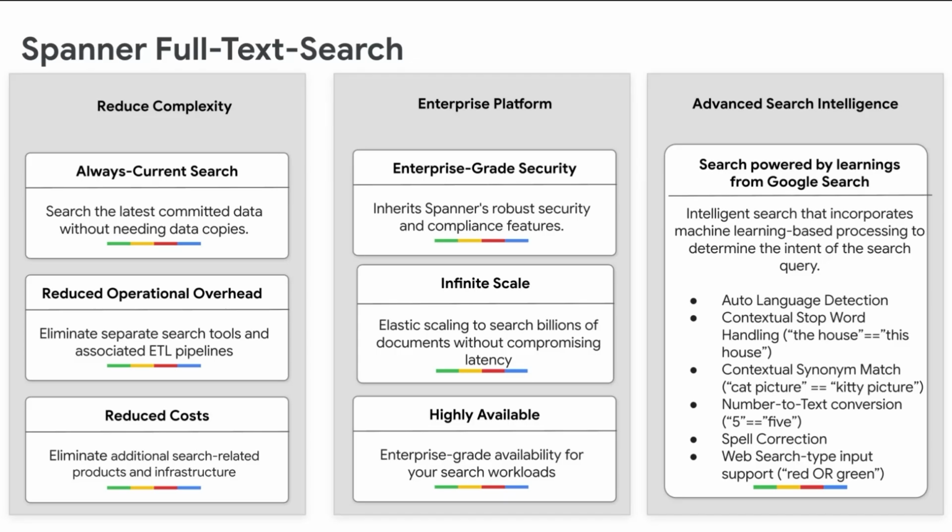Furthermore, it inherits Spanner's core enterprise strengths like providing robust security and compliance, elastic scaling without latency impact, and high availability to power critical search workloads. Beyond the platform benefit, Spanner full text search delivers advanced search features such as automatic language detection, contextual handling of stop words and synonyms, number to text conversions, as well as even spell corrections.